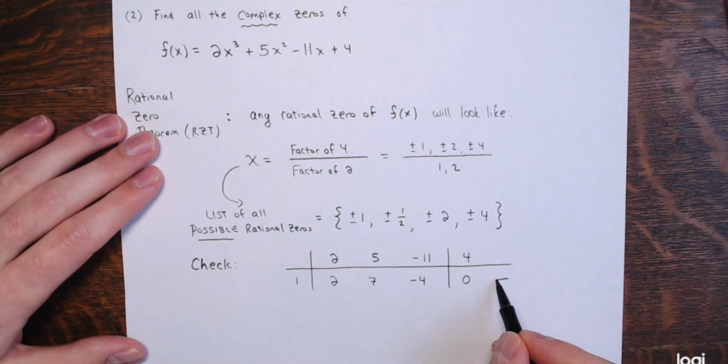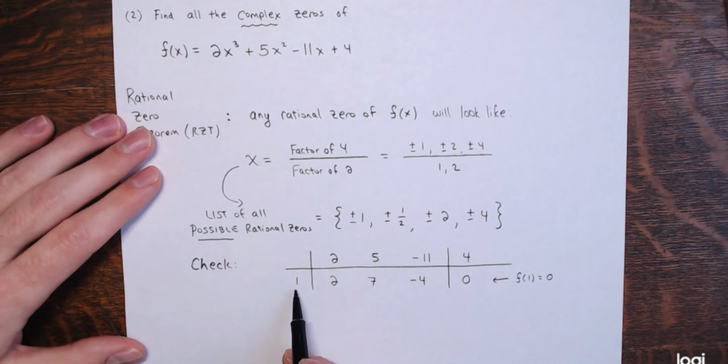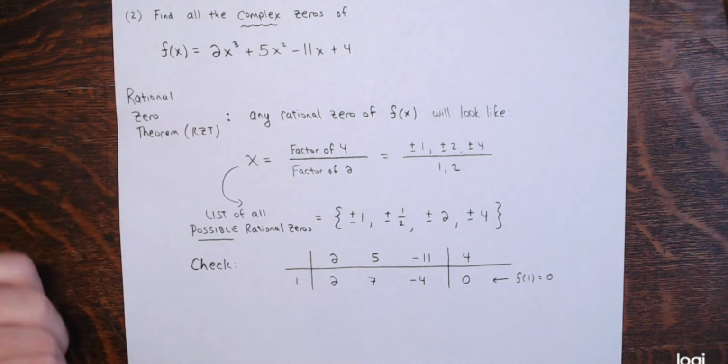And so this is telling me here that f of 1 equals 0. Hooray! All right, so x equals 1 is a 0. And I brought this up in previous videos as well. Once you find a 0, you can then factor the polynomial, right?